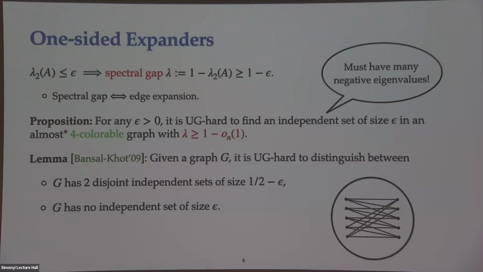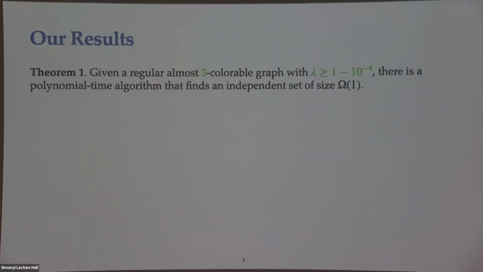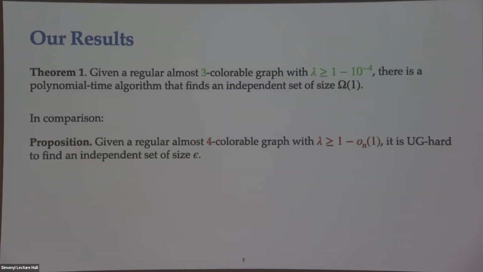So now I will talk about our results. Our result says that if you change this 4 to 3, then you get an algorithm, surprisingly. Here's the statement. Given an almost 3-colorable graph with spectral gap at least 1 minus some small constant, there's an algorithm that finds a constant size independent set. Just as a comparison, I'll copy the previous hardness result. We change 3 to 4. Then even if the spectral gap is at least 1 minus root of epsilon, it's usually hard to find a large independent set.